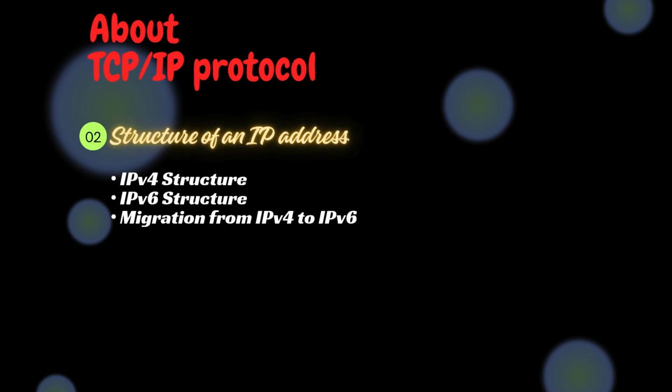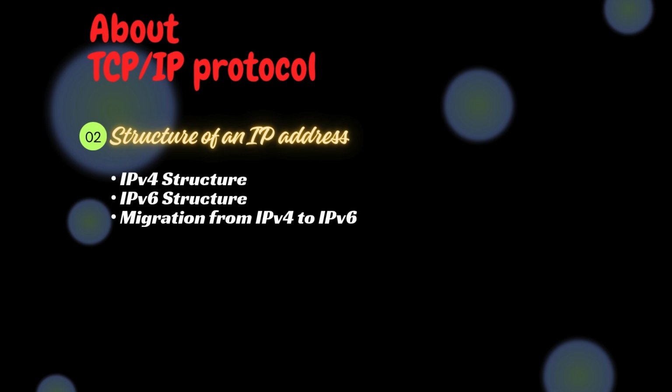IPv4 and IPv6 are both addressing systems used to identify devices on a network. IPv4 uses 32-bit addresses written as four numbers separated by dots, like 192.168.1.1, but with a growing number of devices.